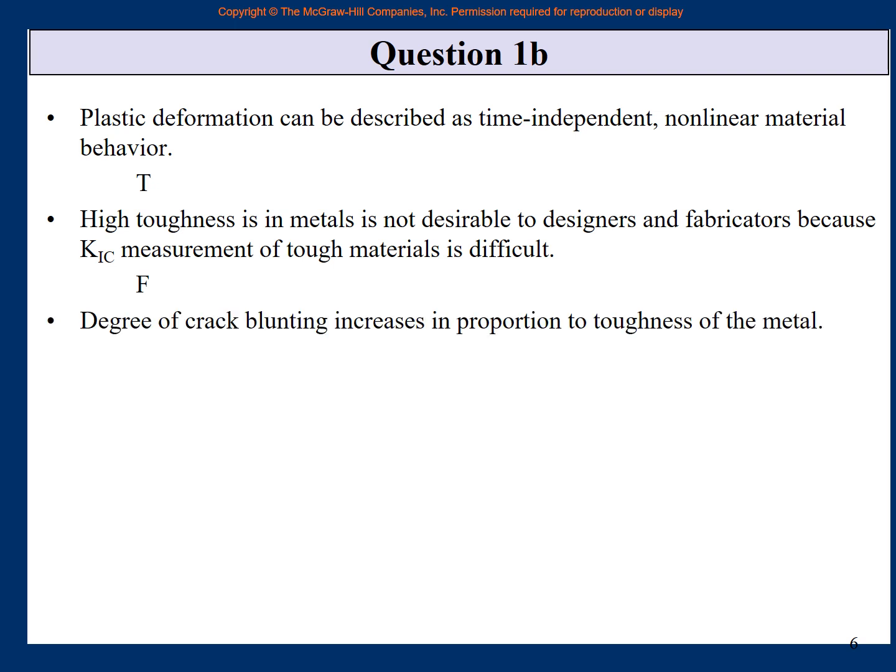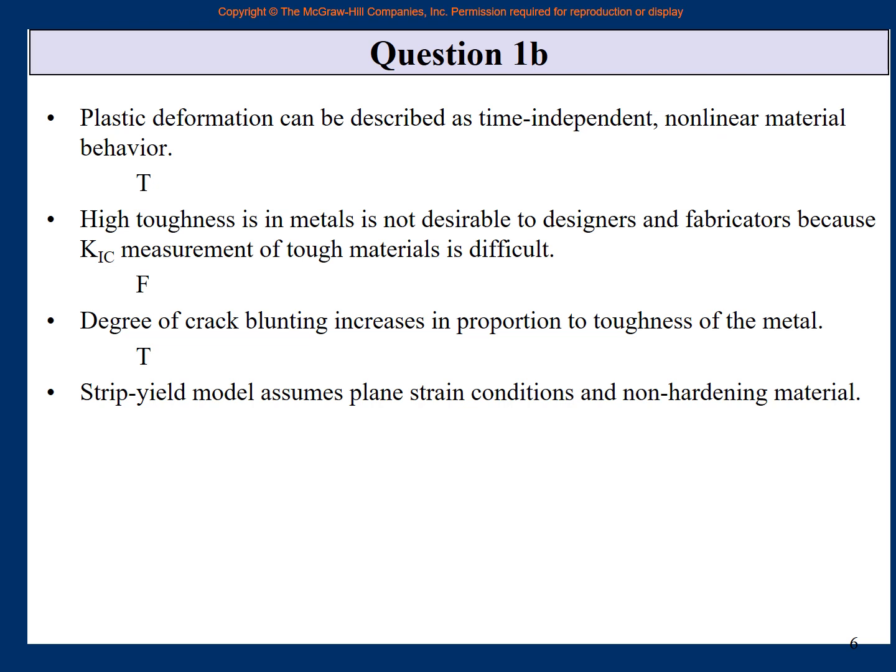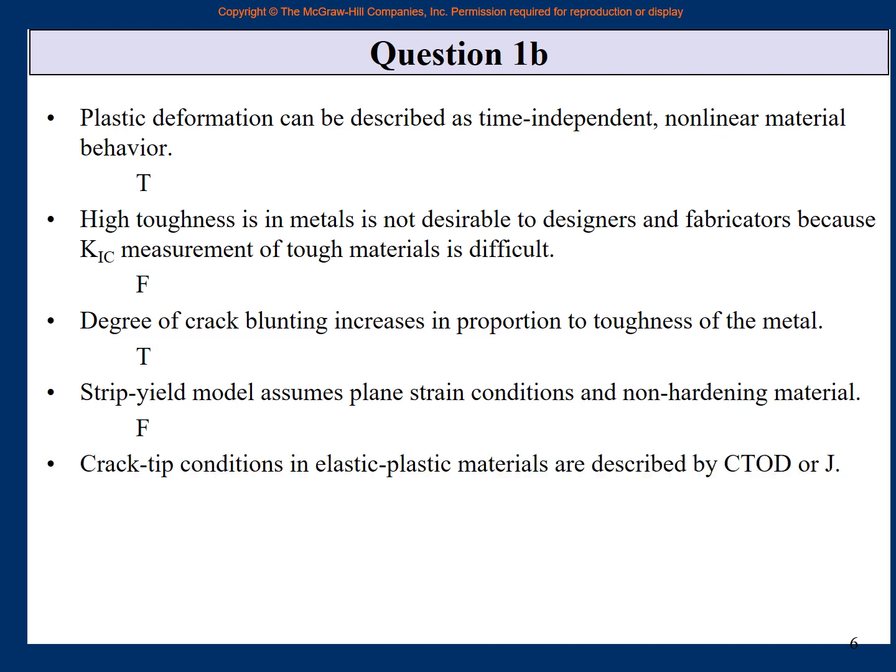Degree of crack blunting increases in proportion to toughness of the metal. What is your answer? It should be obvious. Yes, because if the toughness is high, it means it is more ductile. So there will be more blunting of the crack. A strip yield model assumes plane strain conditions and a non-hardening material. Because there are only one model, the other model, right? This is the Griffith model, this is the strip yield model. So you should remember it. But if you don't, again, the book is open. So your answer is false. Plane stress and so on.